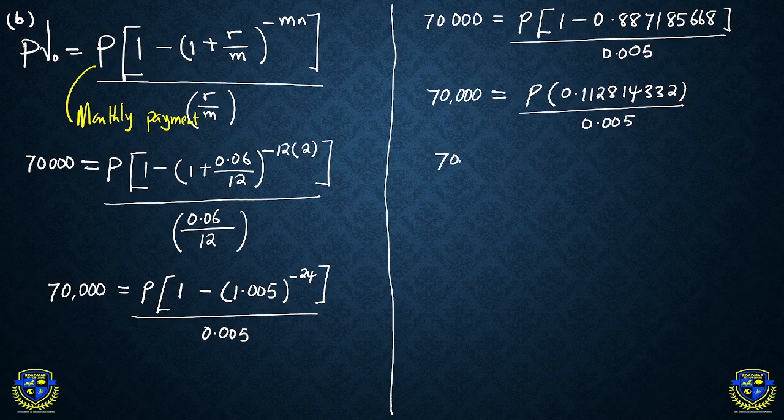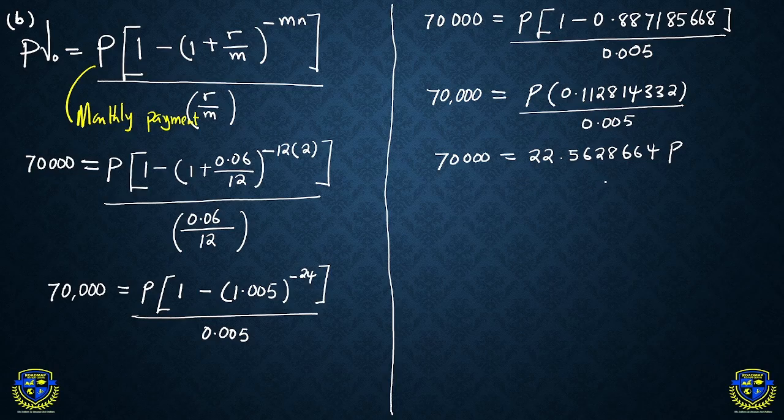It's going to be 70,000 being equal to, when you divide 0.112814332 by 0.005, it's going to give us 22.5628664 with a P there.